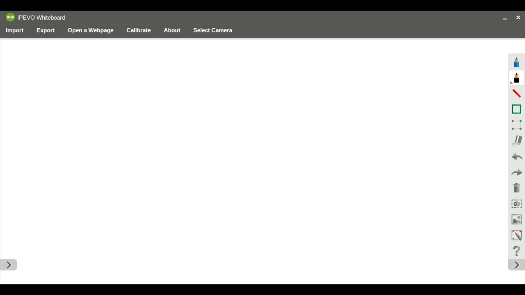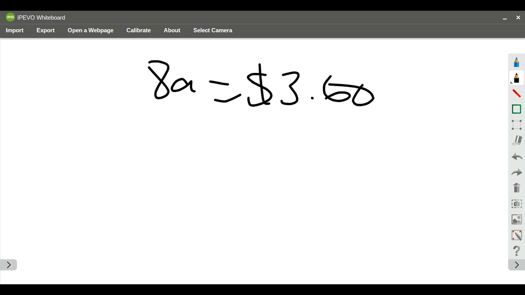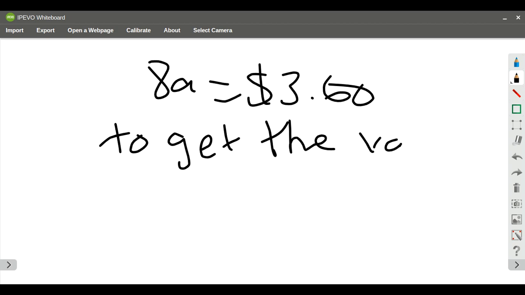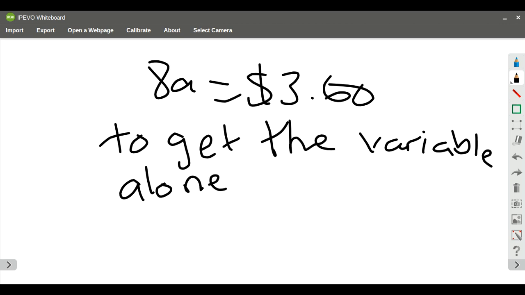Number 1 says, why are inverse relationships important to solving equations? We use them to get the variable by itself. That's why we use inverse relationships. So when I have 8a equals $3.60, the inverse relationship allows me to get the variable alone. That is the job of the inverse operations. It allows me to get the variable alone.